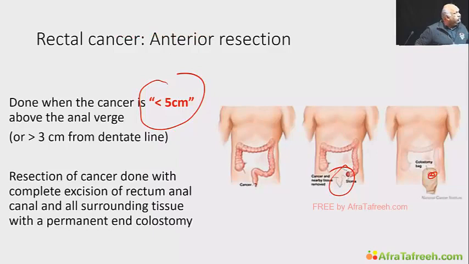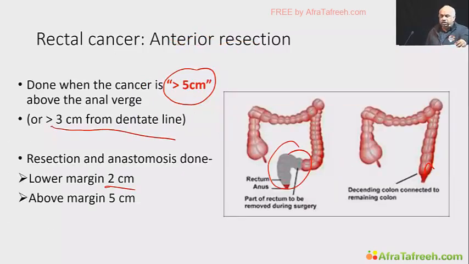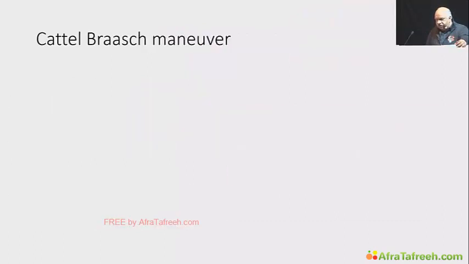You are not leaving anything in the rectum. Rectum, sphincter, everything is removed, and then you do a permanent end colostomy. So anterior resection, no, this is APR. Anterior resection you do when there's a cancer above 5 centimeter, and APR, abdomino-perineal resection, when the cancer is within 5 centimeter.